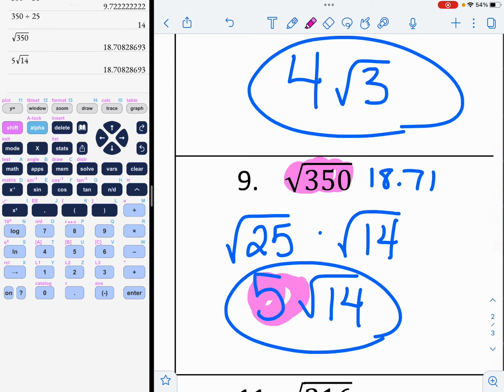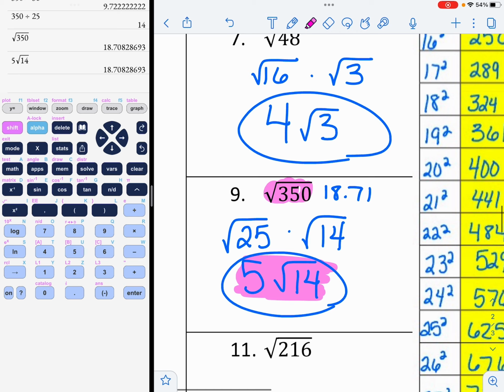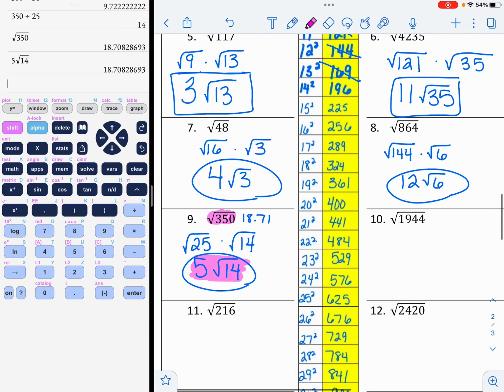But you can't really trust that method because it would work even if you picked not the biggest answer, but at least you know you have the right product. It might not be the greatest product. So you have to be careful with that.